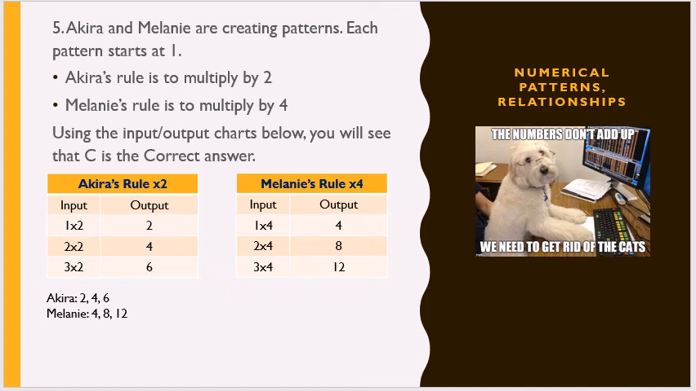In Melanie's chart, her rule was to multiply by 4. So we made an input-output chart. And we multiplied each number by 4. 1 times 4 is 4, 2 times 4 is 8, 3 times 4 is 12. So, using your input and output charts that you can see here, you'll see that C is the correct answer.